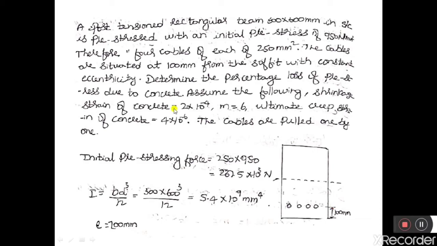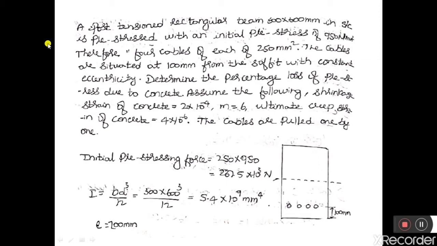Let us move to the next example. So the next example is a post-tension rectangular beam, 300 mm by 600 mm in cross section, pre-stressed with an initial pre-stress of 950 Newton per mm square. There are 4 cables of 250 mm square each. The cables are situated at 100 mm from the soffit with constant eccentricity.